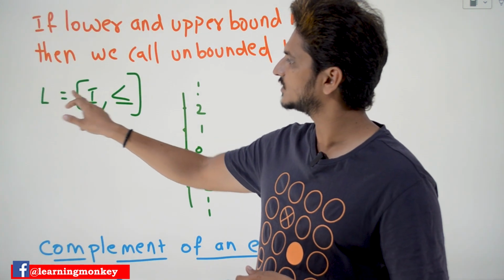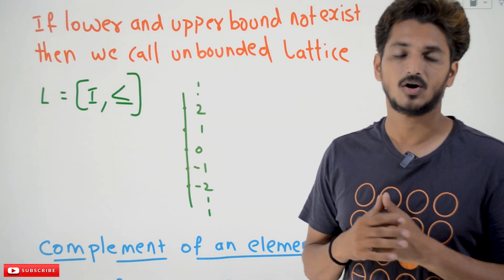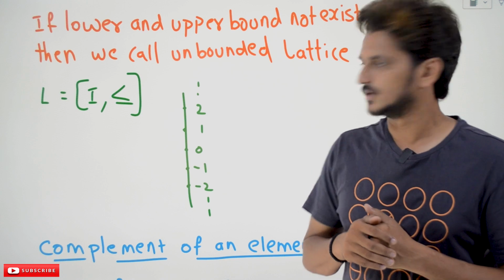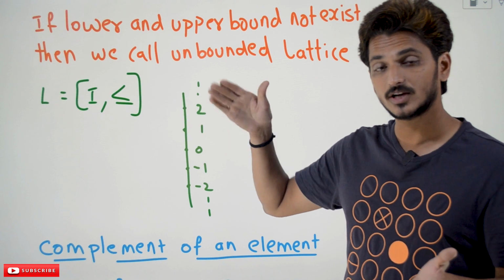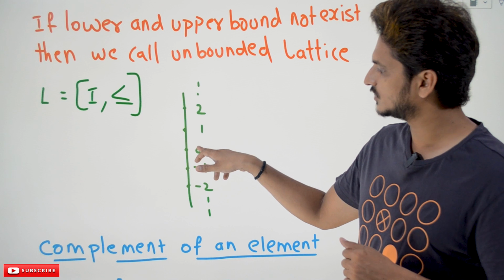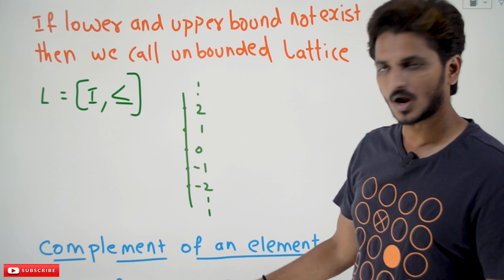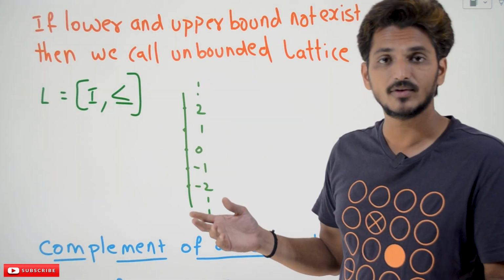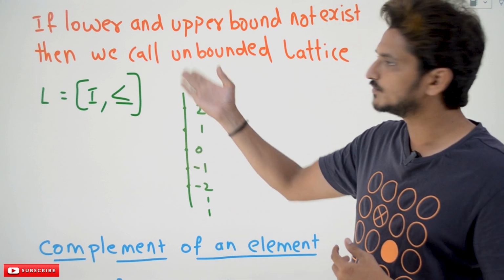Let's take the lattice L equal to I comma less than or equal to. I means here the set of integers. On the integers we are going to apply the relation less than or equal to. So the Hasse diagram looks like this. Integers means minus infinity to plus infinity. So minus 2 is less than minus 1, minus 1 is less than or equal to 0, 0 is less than or equal to 1, 1 is less than or equal to 2, going on up to infinity and down to minus infinity. This Hasse diagram does not have an upper bound and it does not have a lower bound. So it is an unbounded lattice.